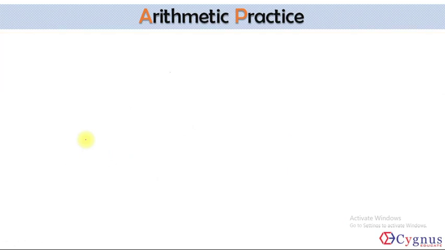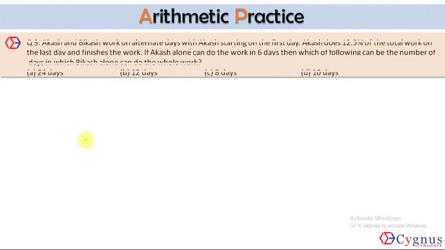Let's move on to the next one. It's a question based on time and work. What's given here? Akash and Bikash work on alternate days, with Akash starting on the first day. Akash does 12.5% of the total work on the last day and finishes the work. If Akash alone can do the work in 6 days, then which of the following can be the number of days in which Bikash alone can do the whole work?